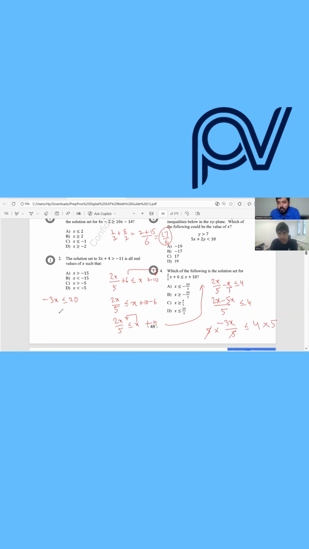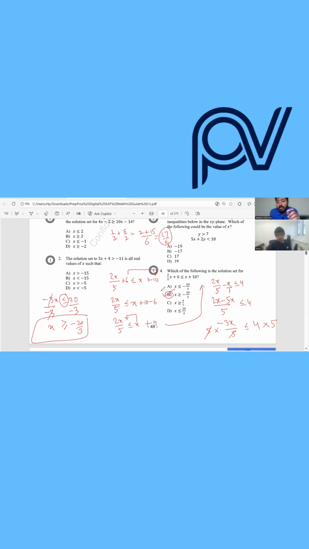And you know that whenever you multiply or divide by a negative number, we should switch the inequality sign, right? That means less than or equal to becomes greater than or equal to. So negative 3 divided by negative 3, the negative 3s cancel out. This sign will be converted into greater than or equal to, so x is greater than or equal to negative 20 by 3. Make sense? Yes. So I think option B is the right answer.